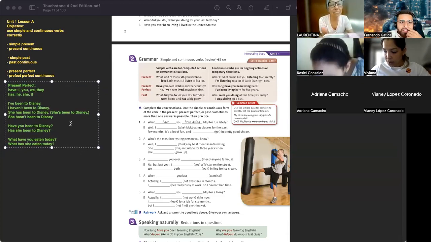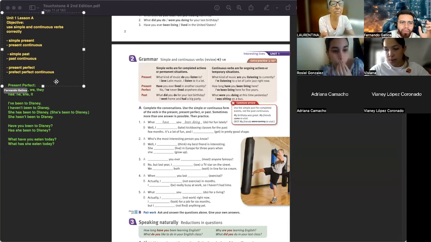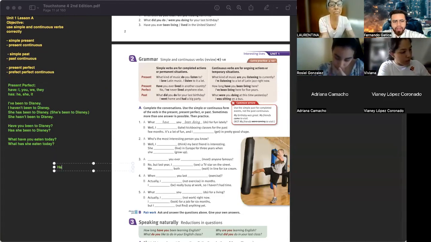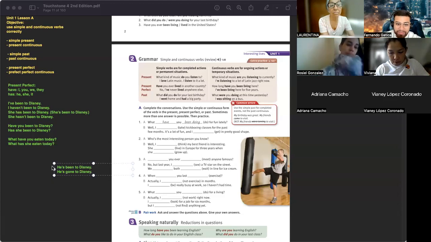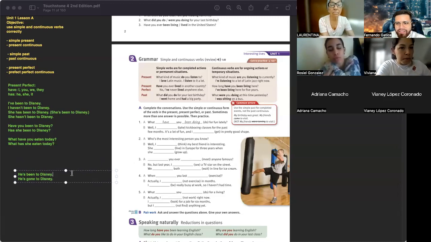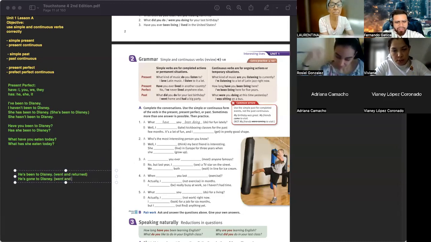For the students that are absent today, what is the difference between he's been to Disney and he's gone to Disney? What is the difference? Because there is a big difference here. When you use been, you go to Disney and come back. Very good. And when you use gone, you only go, but you don't come back. Very good. Yes, he's been to Disney, he went and returned. He's gone to Disney, he went and stayed.